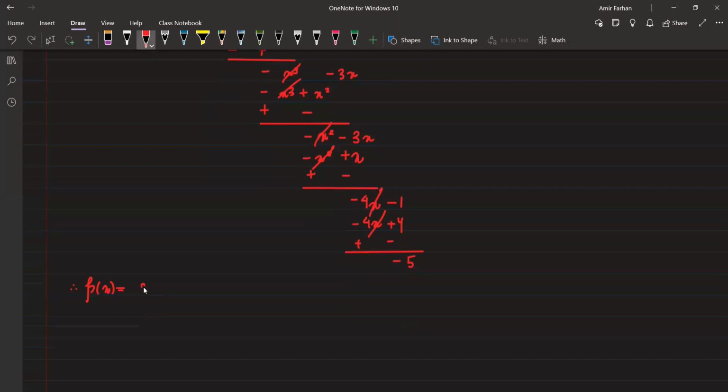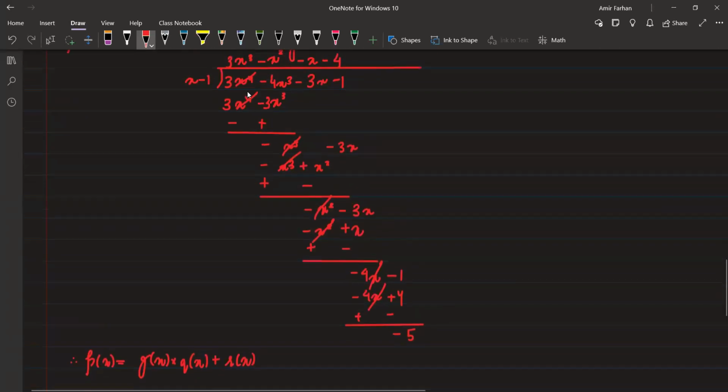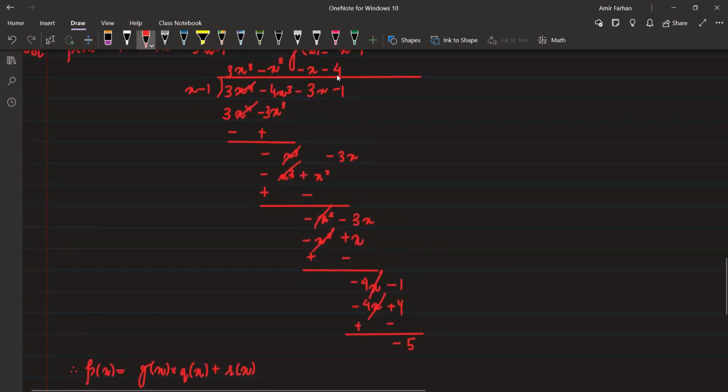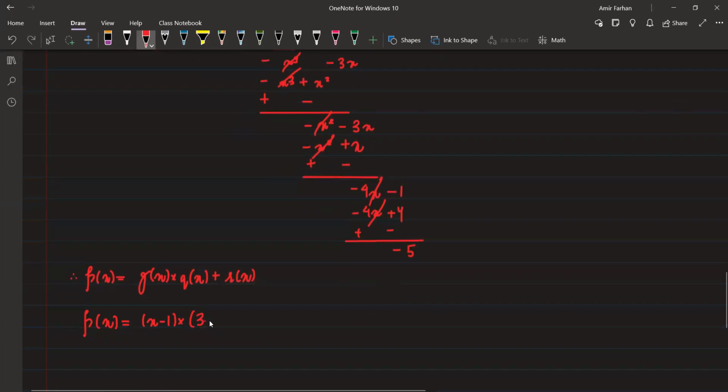You will write p of x as g of x into q of x plus r of x. So in place of p of x you will write g of x, what was it? x -1. Say yes or no. Into q of x, what came out? 3x³ -x² -x -4. And r of x is -5. Clear everybody? Yes, sir.